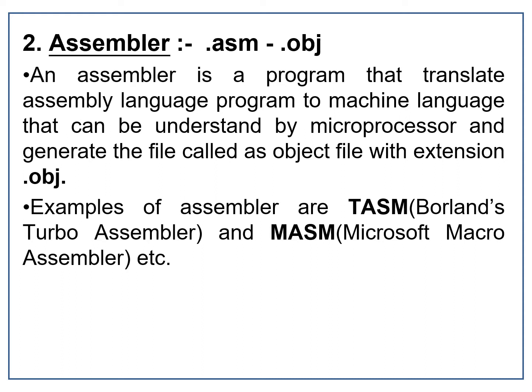Second tool is assembler. .asm to .obj. An assembler is a program that translates assembly language program to machine language that can be understood by microprocessor and generates the file called object file with extension .obj. Examples of assembler are TASM and MASM.